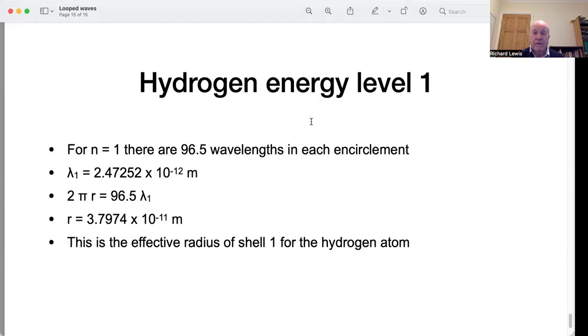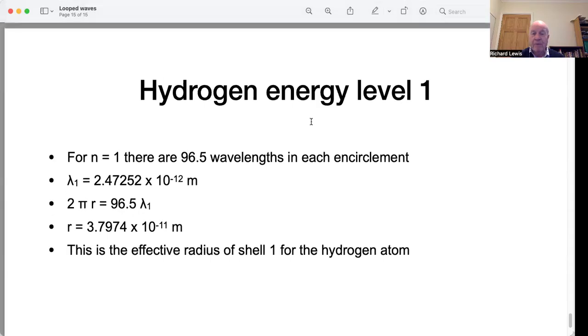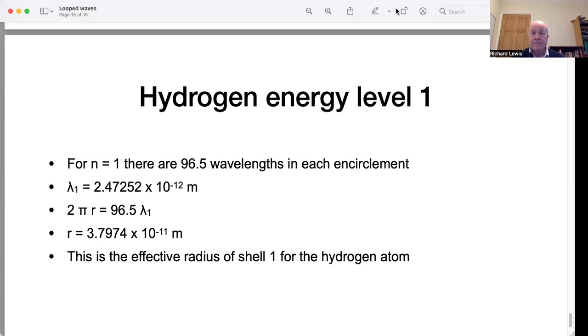So this formula for the number of wavelengths in the loop has been derived without recourse to quantum theory and starting from the point of view of waves rather than particles. And this is a big step forward in terms of unification.